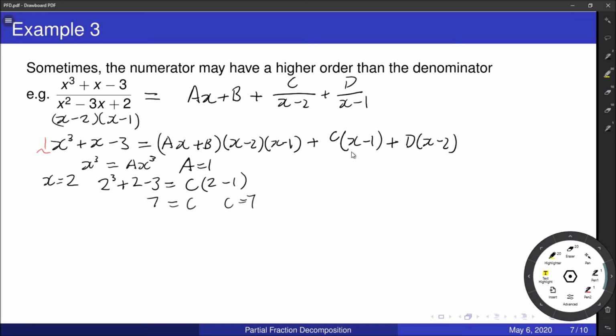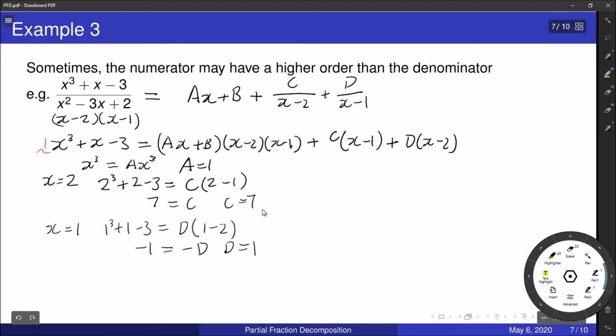And we can do the same thing to find what d is, making x equal to 1. So 1 cubed plus 1 minus 3 equals, of course, this disappears because x minus 1 is 0, and this also disappears. So we end up with d times 1 minus 2. So minus 1 equals minus d. So, of course, it means d equals 1.